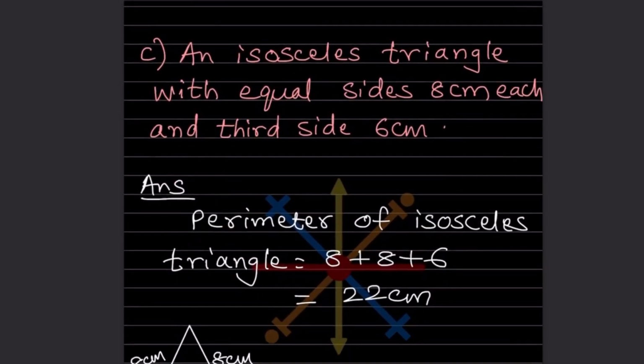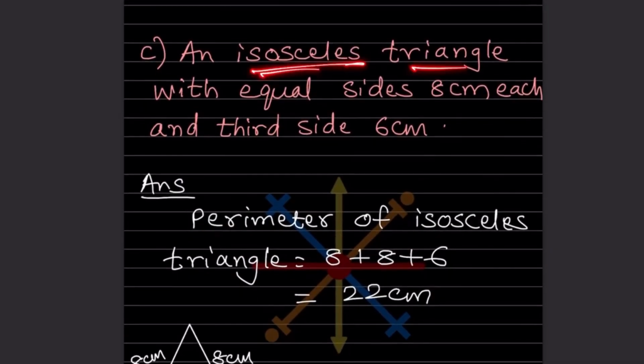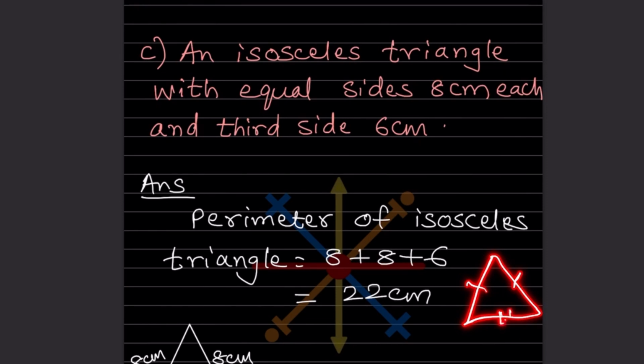Now isosceles triangle. Now see, in the isosceles triangle, this is an isosceles triangle means these two sides will be the same and this will be different. So now they said with equal sides 8 centimeter each, means this is also 8 centimeter. And this is also 8 centimeter, and third side is 6 centimeter.